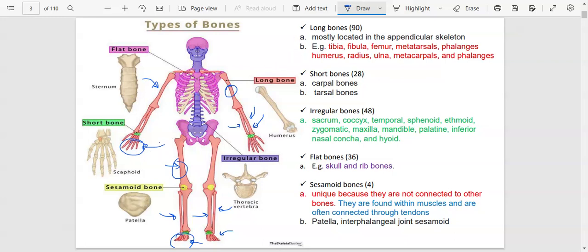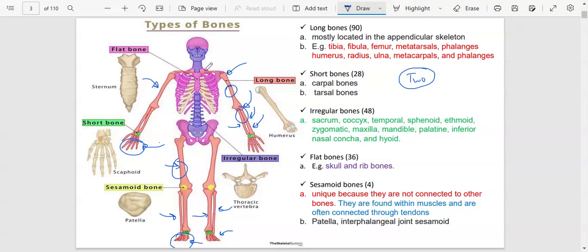Basically, when you are considering long bones, they are really long, just from the word itself. Another characteristic of long bones is that they have two ends, and those two ends articulate with other bones. You can see that at this end, this bone is articulating with these other bones, and at this end it also articulates with other bones. So those are long bones.